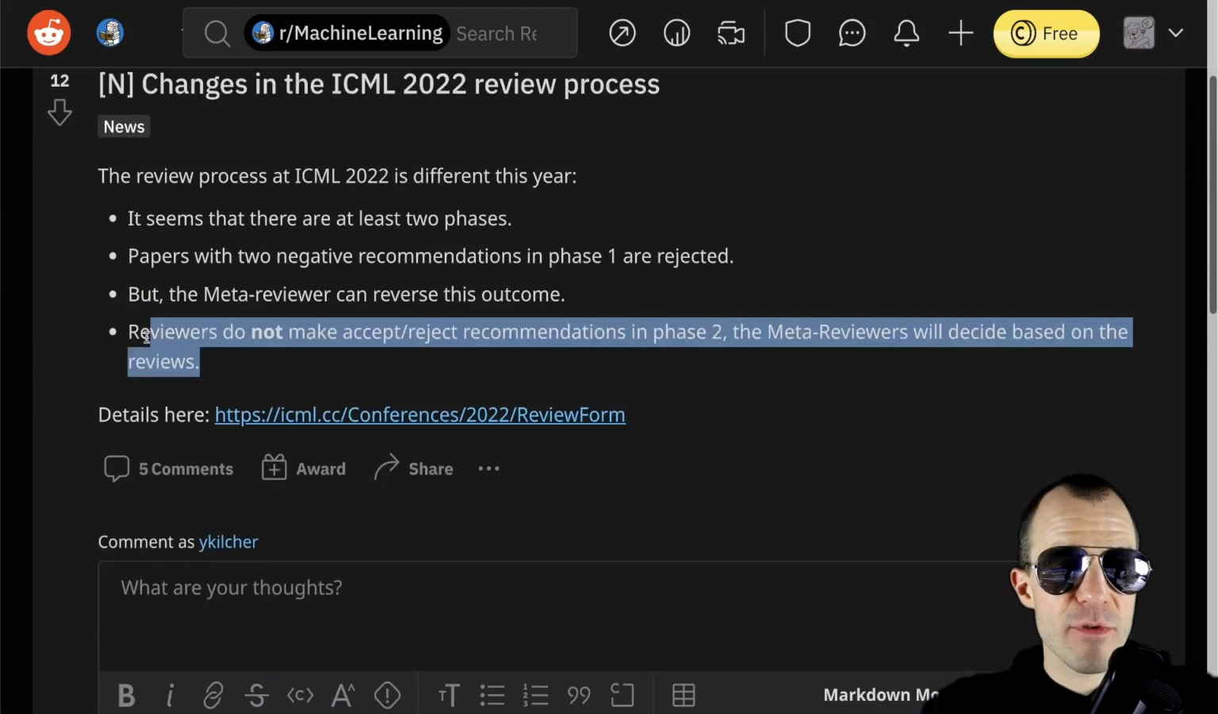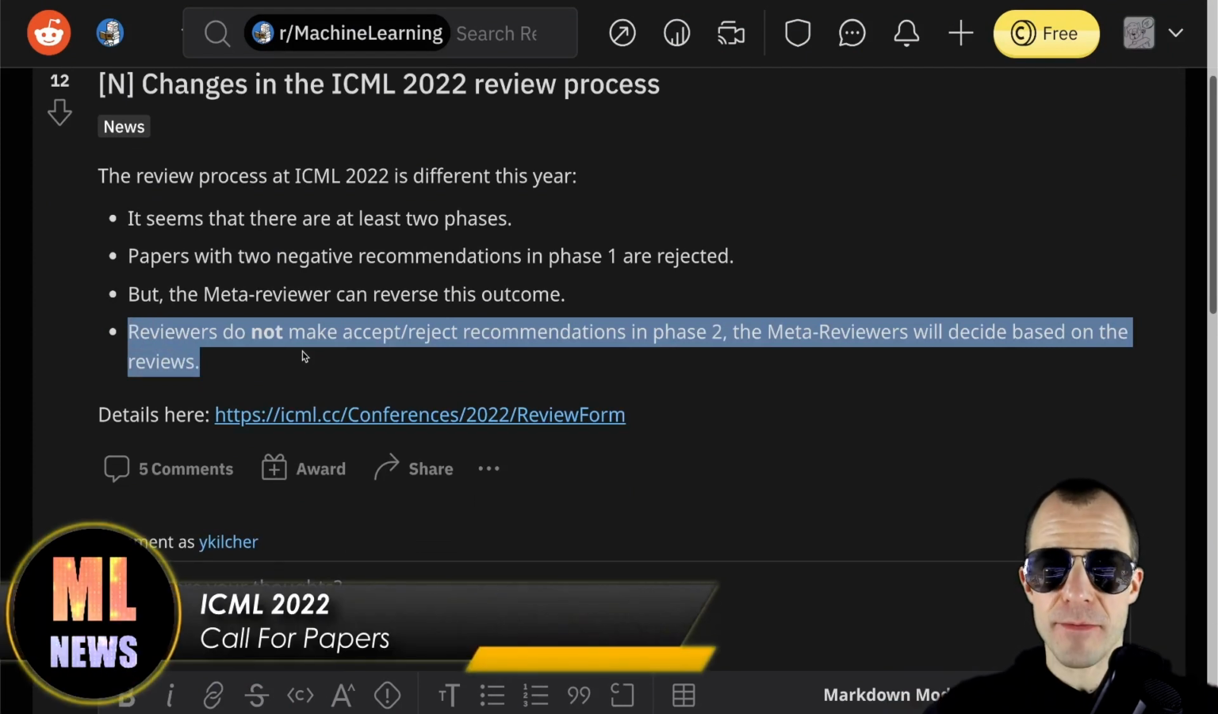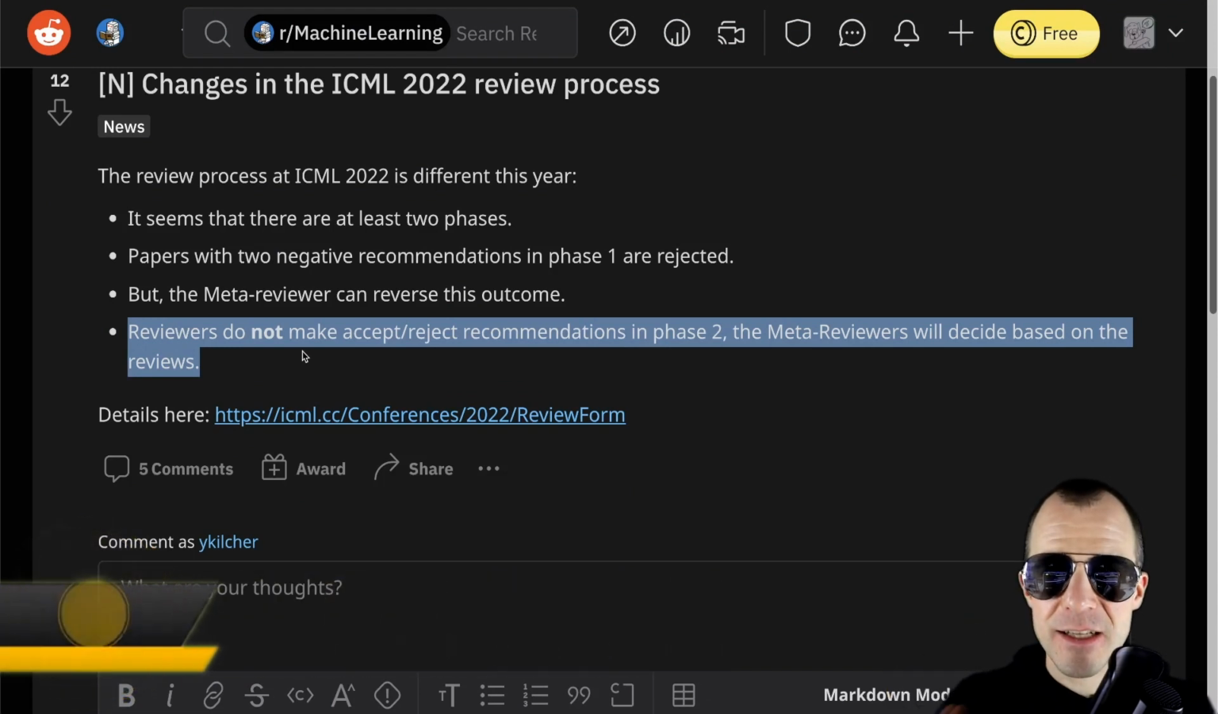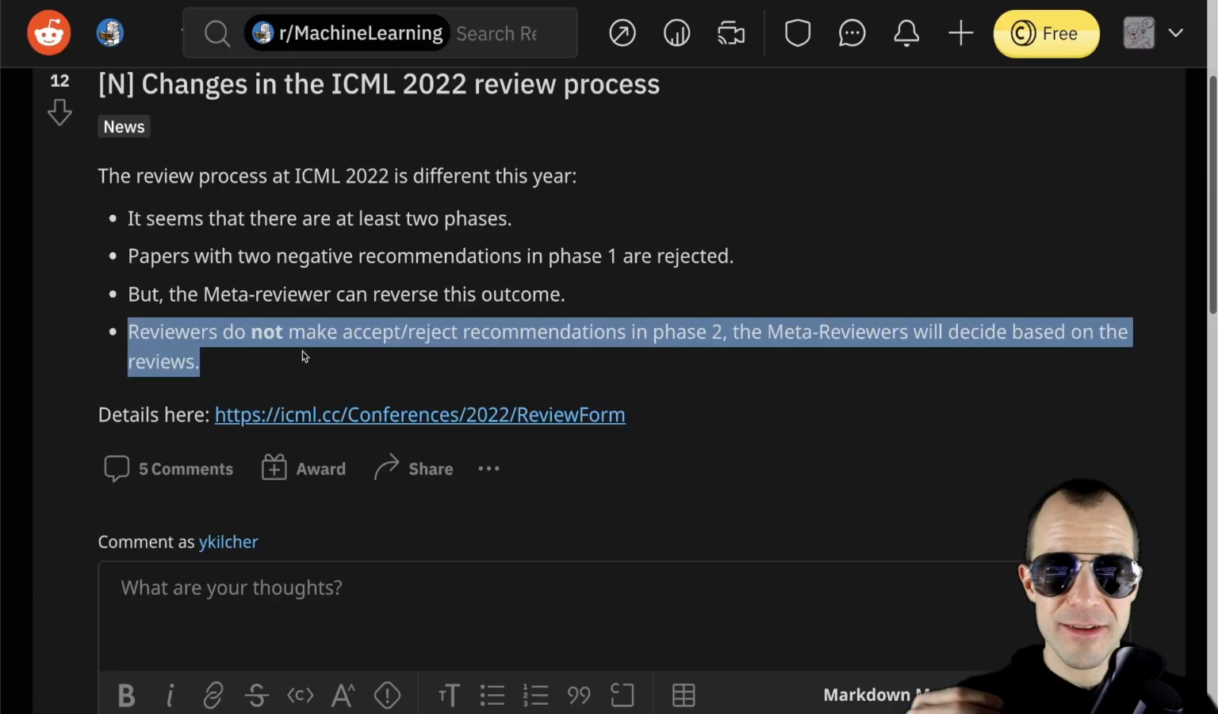Another change is that reviewers do not make accept or reject recommendations in phase 2. The meta reviewers will decide based on the reviews. So I just write my review and then the meta reviewer reads it and integrates it all, instead of me saying, well, this is a 7 or this is a 4 or this is a strong accept or a weak accept. Now, technically it shouldn't make a difference, right? Because the score that I would usually put is just a conglomeration of what I said before. But tiny changes like this, because we're humans and we're not consistent and we're not attentive enough, might actually make a difference. I'd be interested to see some statistical analysis after the fact of what this did.